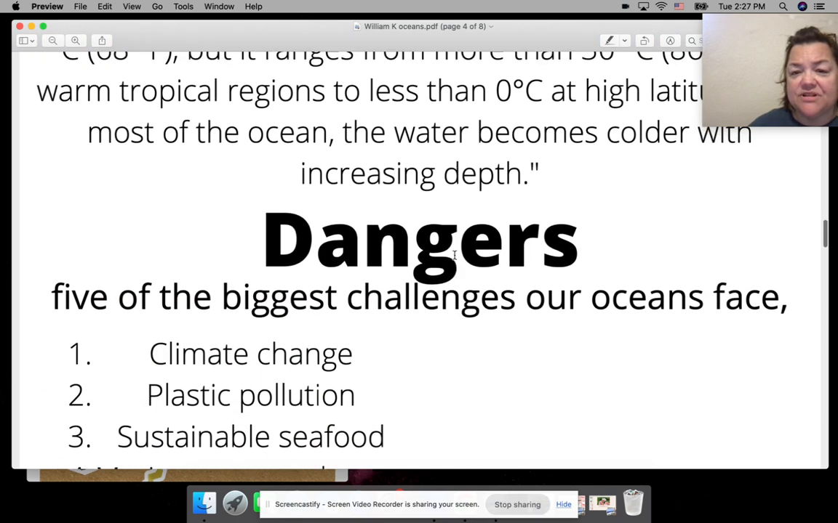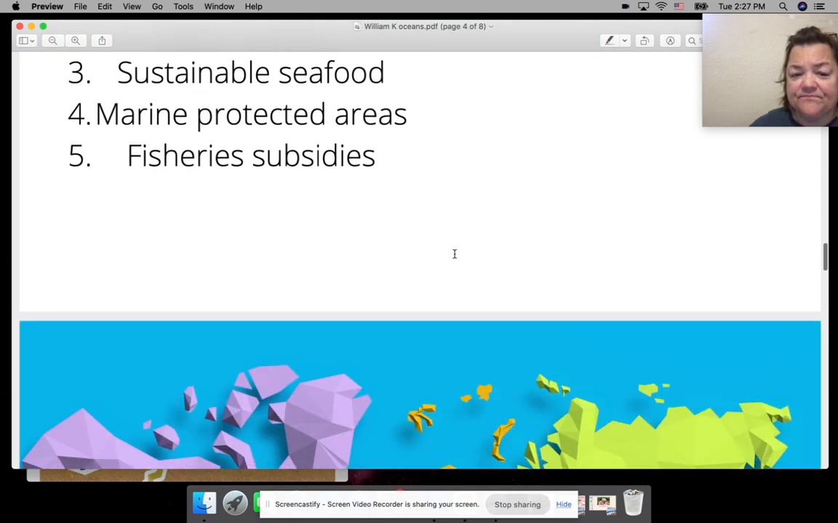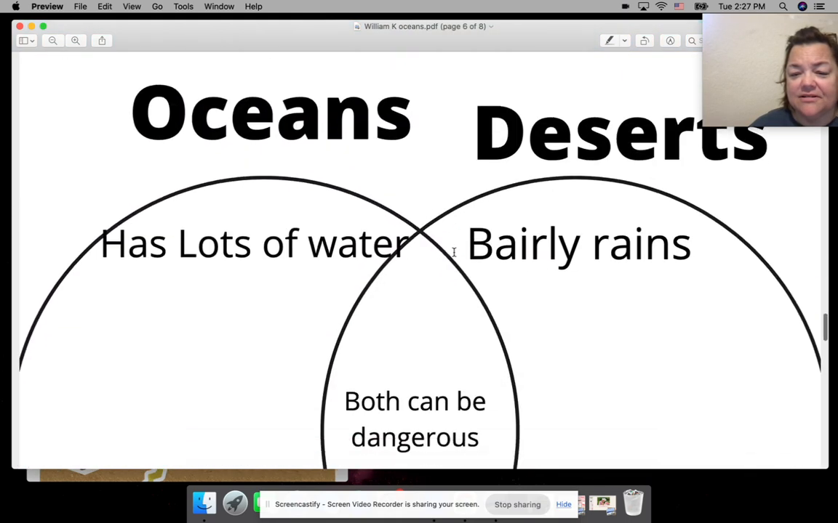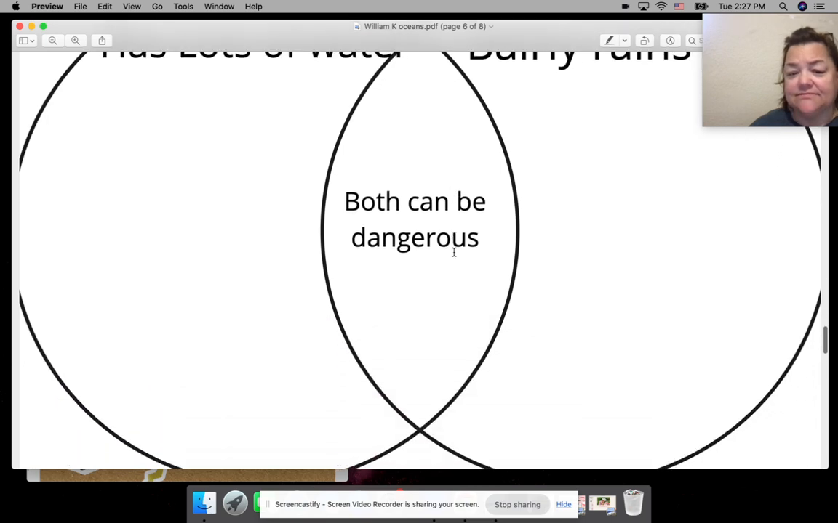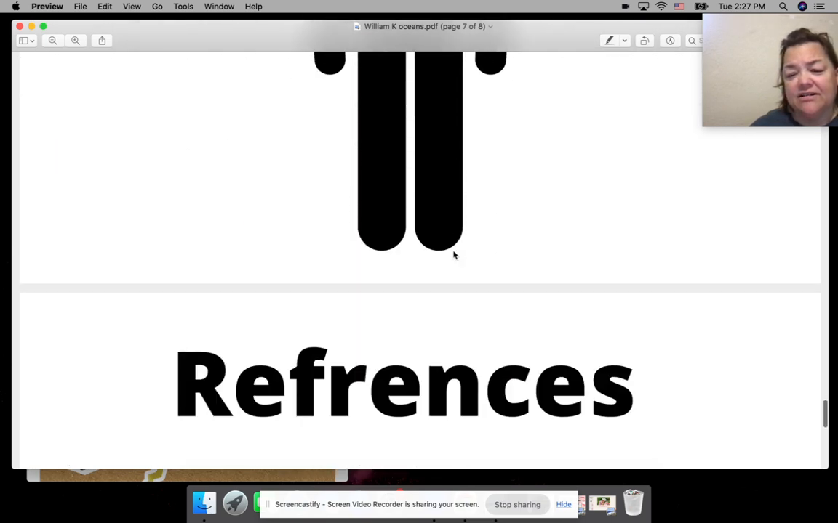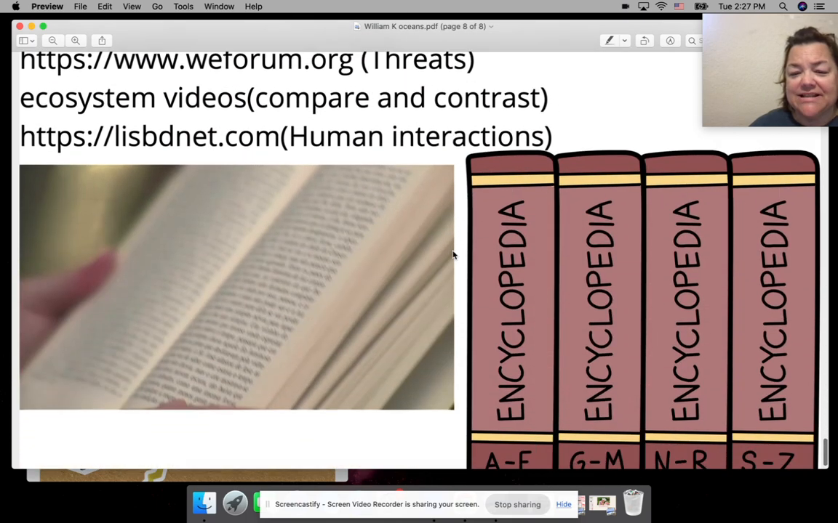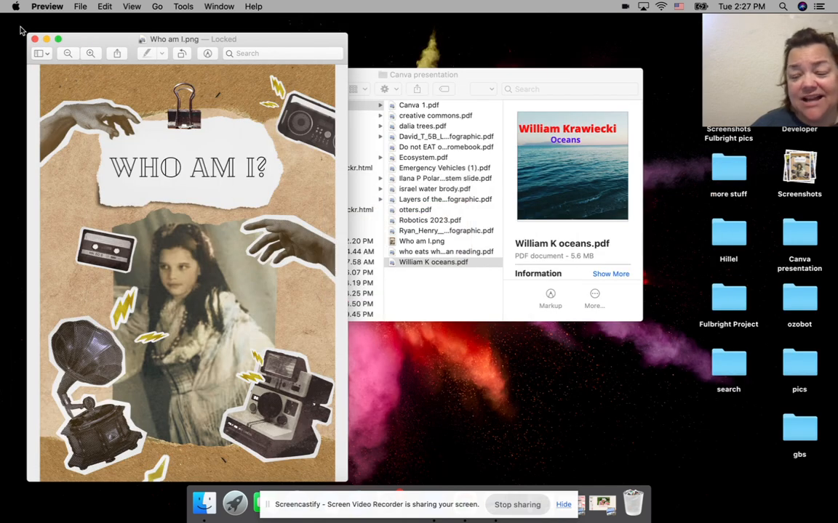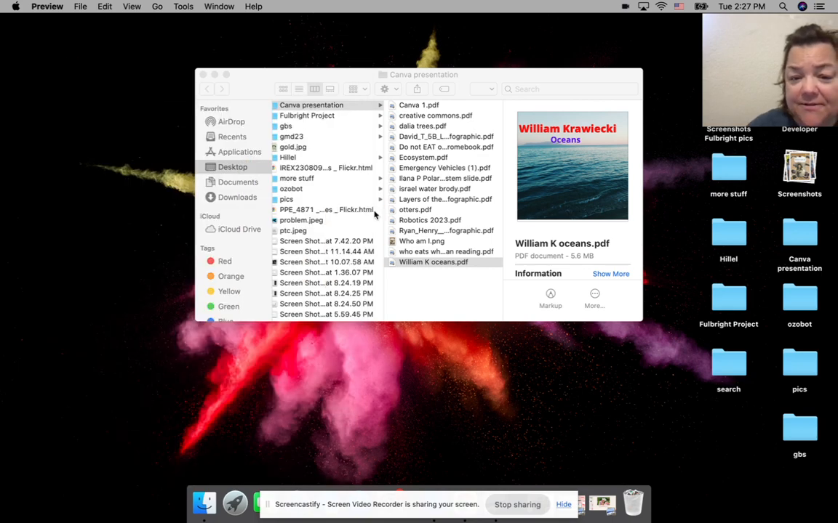Here's the temperature, the dangers, the locations, the compare and contrast, humans in that area, and references. And again, there's misspellings. And I don't care. I told them I'm not their spelling teacher. I would like for them to make changes, and I will highlight things for them. But if that's what they leave it as, I'm not grading them for that. I'm not grading them based on their spelling.